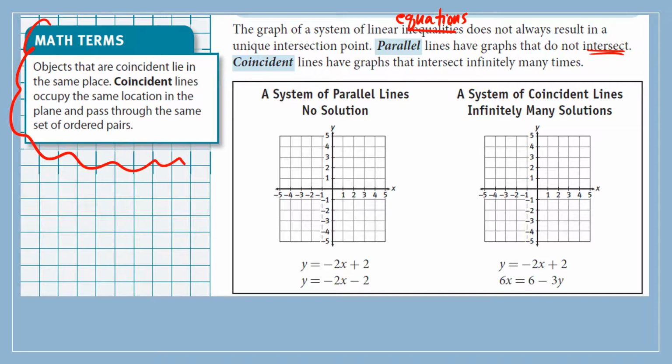So objects that are coincident lie in the same place. Coincident lines occupy the same location and pass through the same set of ordered pairs.